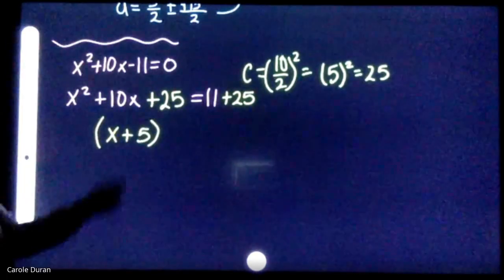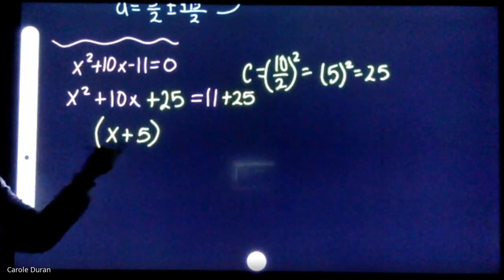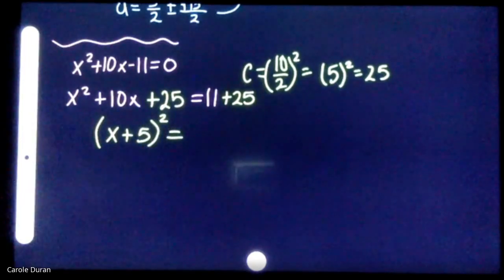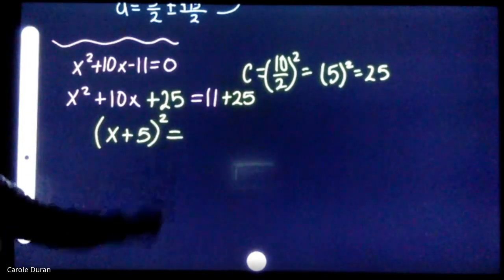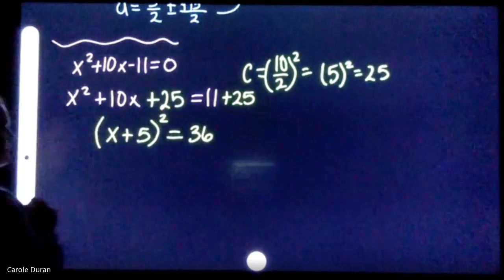You can also think about it as half of whatever my middle term is. So half of 10 is 5. And then it's squared because it's actually x plus 5 times x plus 5. My right-hand side, I can just add together. 11 and 25 is 36.